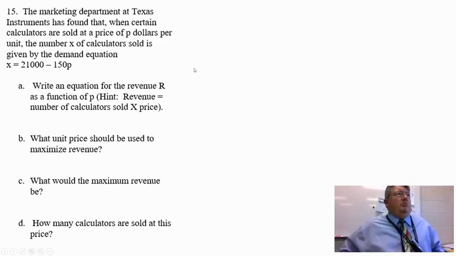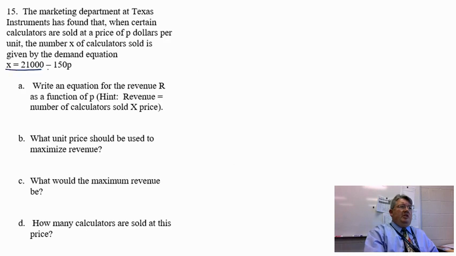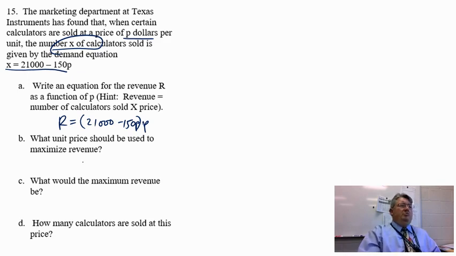Oh, yuck. The marketing department at Texas Instruments found that when certain calculators are sold at a price P dollars per unit, the number X of calculators sold is given by this. So this is the number of calculators sold, and there's the P dollars. Write an equation for the revenue. And it tells me revenue equals number of calculators. Well, what's the number of calculators? Oh, well, that's the number X of calculators, which is going to be equal to 21,000 minus 150p. And the P is the price. Revenue equals calculators times the price. Cool. What unit price should be used to maximize revenue?